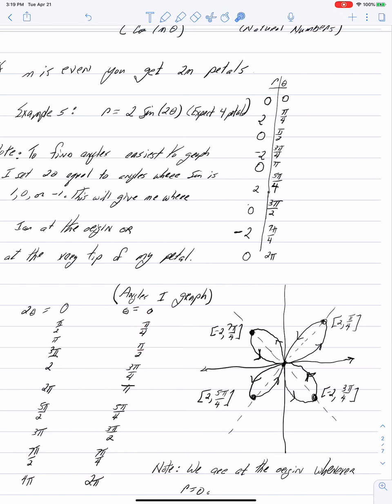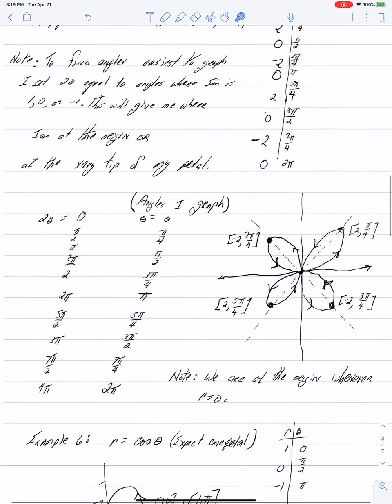Okay, so how do I get these angles? Where the sine, that's this function, is highest, lowest, or 0, right? Plus 1, minus 1, or 0. That's how I pick those. That's how I draw this. And then I get a feel for what the curve looks like. Hey, 4 petals. Notice I will have traced the entire curve as theta runs from 0 to 2 pi. That's not always the case.